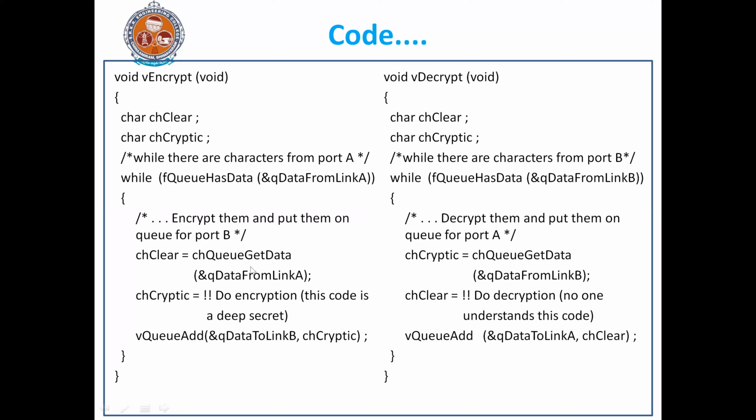First of all, you are getting the data and then doing some encryption. You are using some encryption algorithm to encrypt this particular data, and the encrypted data is saved here. And where is this particular encrypted data being written? To the queue for port B. So we Q add to which queue? Q data to link B. So this encrypted data is being added for link B.